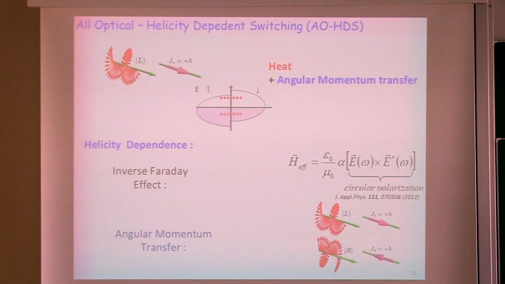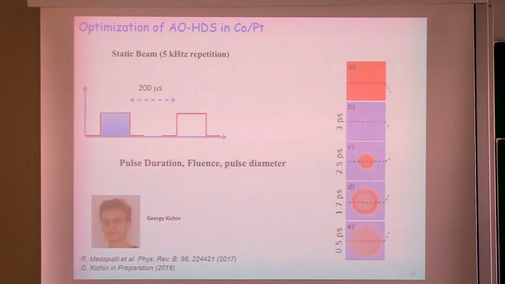The second one is more, I would say, the fact that light has an angular momentum, and so this angular momentum is transferred. This has been discussed a lot by Peter, the inverse Faraday effect, the fact that you would have an induced magnetization, and this induced magnetization, once you come to a temperature close to the ordering temperature, would be enough to do the switching.